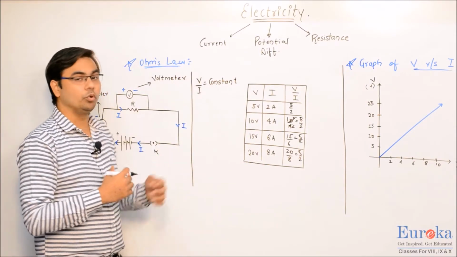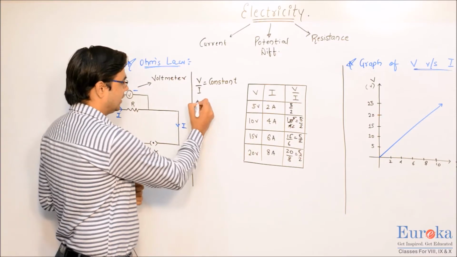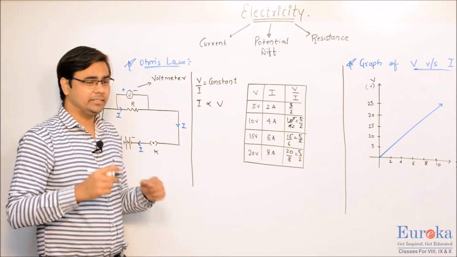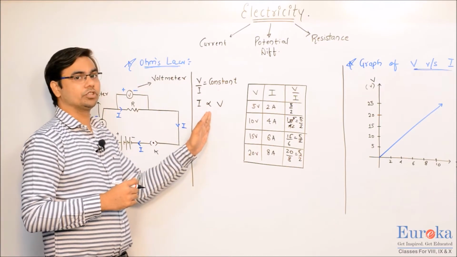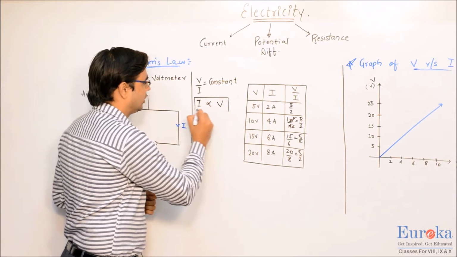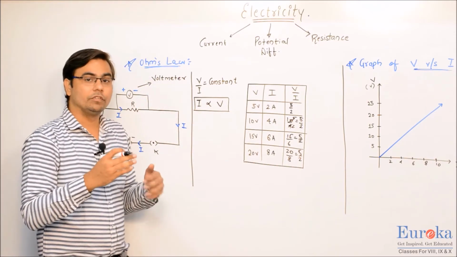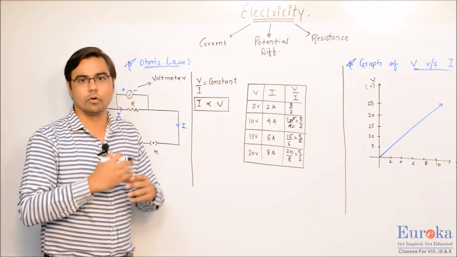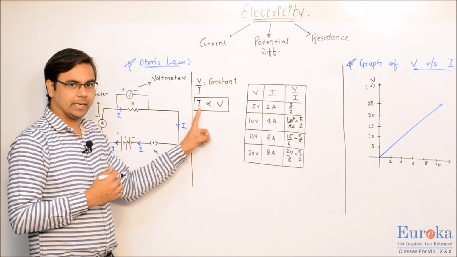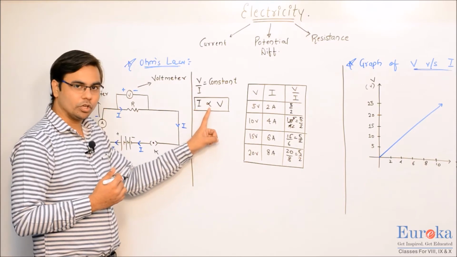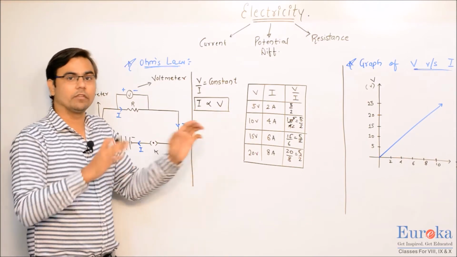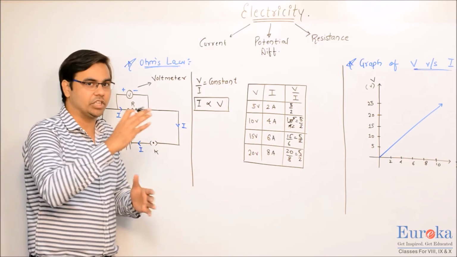Whenever the division of two quantities is constant, it means they are directly proportional to each other. That means electric current is directly proportional to potential difference. And this is what we call the Ohm's law. Now, we will first have to formulate the definition of Ohm's law. The definition is as follows. The electric current flowing through a metallic conductor is directly proportional to the potential difference applied across its ends. So, that was what was given by Ohm initially.